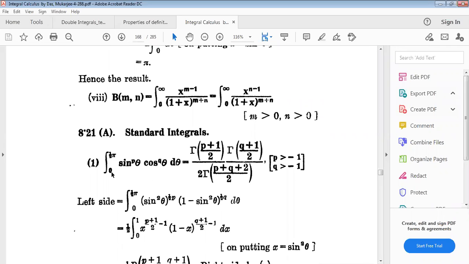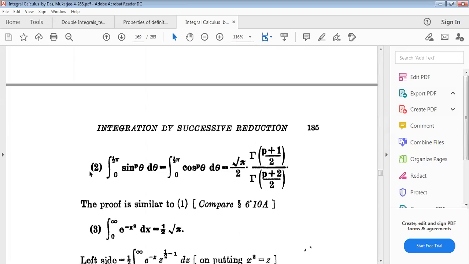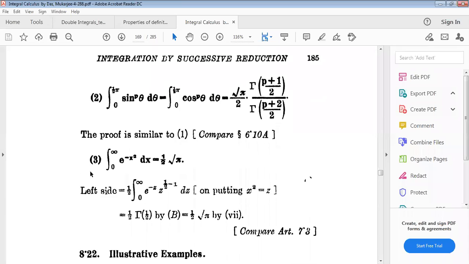Now the standard integral: the integral from 0 to pi by 2 of sin to the power p theta cos to the power q theta d theta can be written as gamma of (p plus 1) by 2 into gamma of (q plus 1) by 2, divided by 2 into gamma of (p plus q plus 2) divided by 2. P is always greater than minus 1 and q is also greater than minus 1. This is another formula that may be used in our examples. This integration from 0 to infinity of e to the power minus x square equals root pi by 2. You have to remember this.